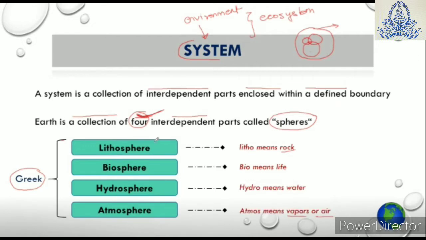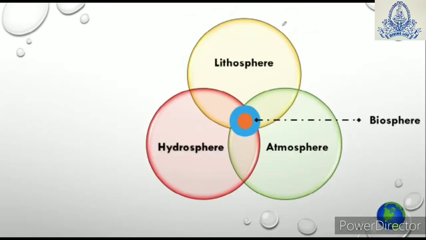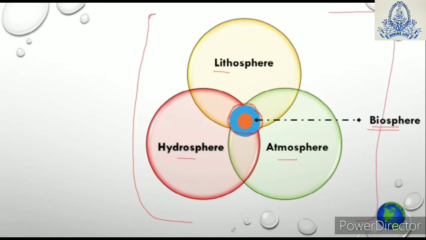In this session we are going to cover just the overview of each sphere. As I said, our planet Earth is a system and it has some interconnected parts. So lithosphere, hydrosphere and atmosphere are the basic interconnected parts and the portion which is common in these three spheres is known as biosphere. These four major spheres are enclosed within a boundary and this system is called ecosystem.